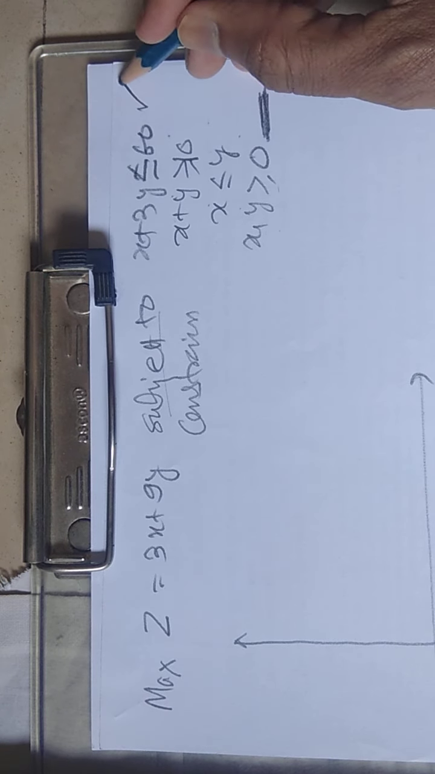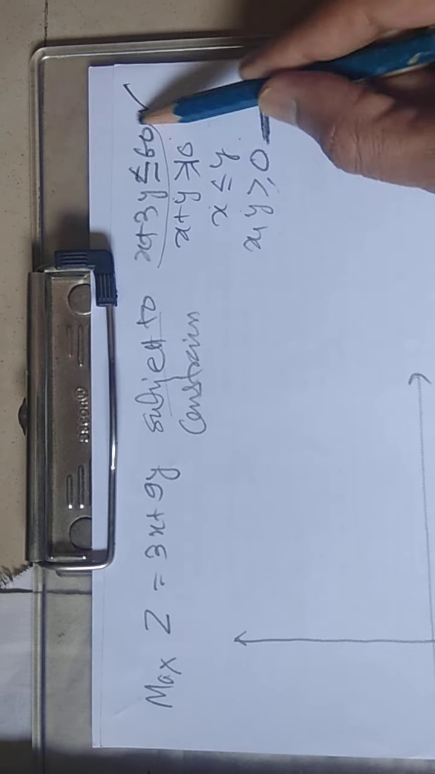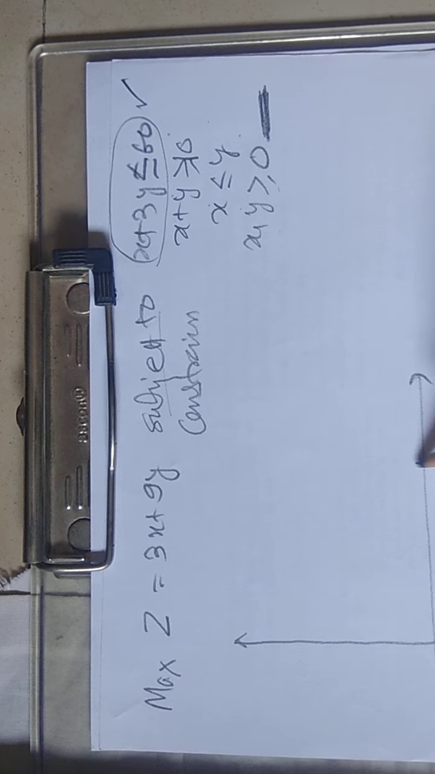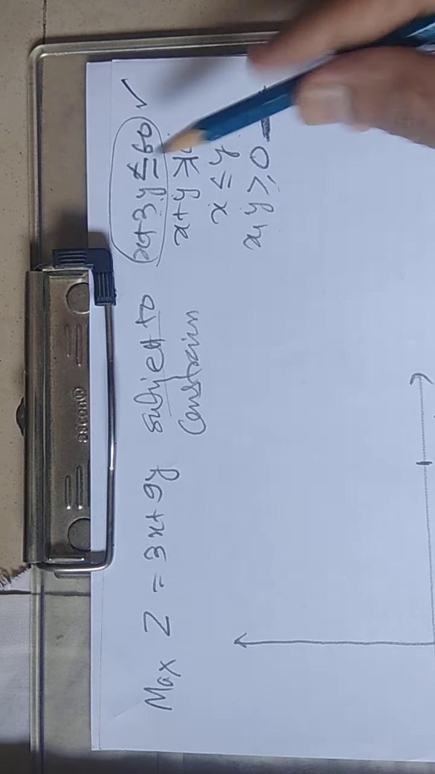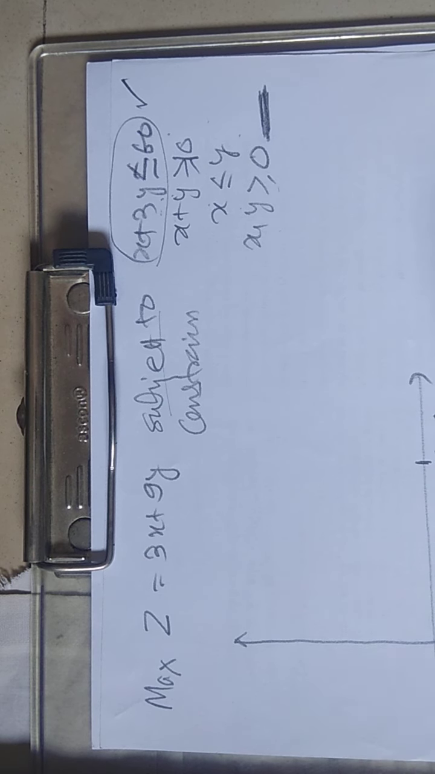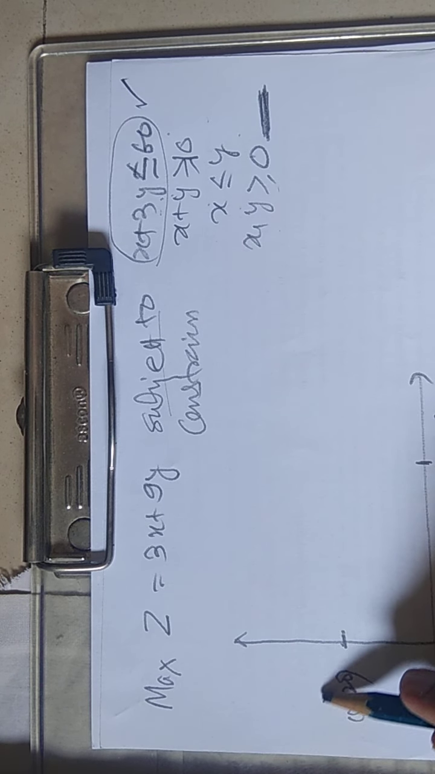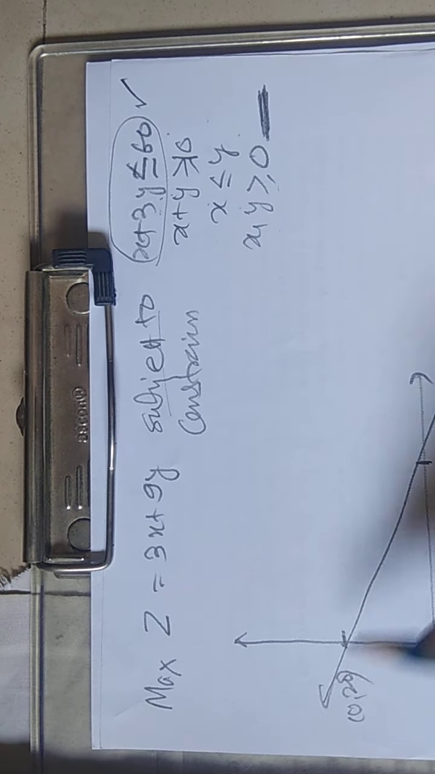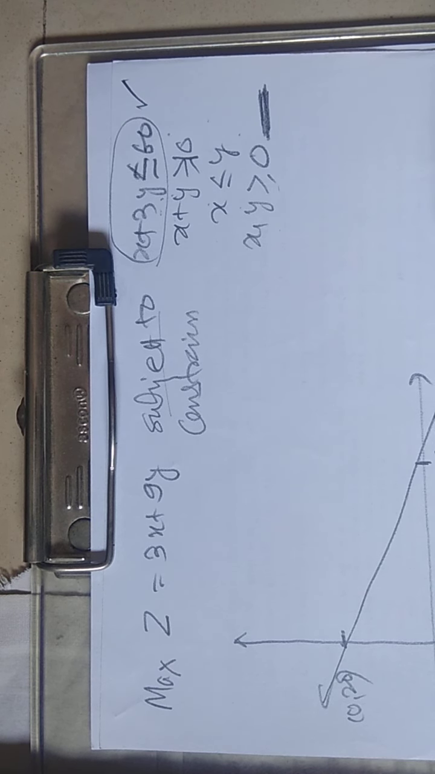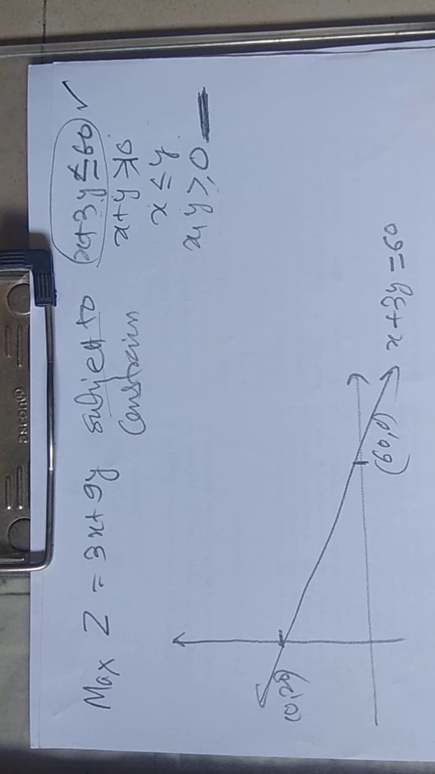Now I'm just plotting this one. What is the x-intercept of this one? The x-intercept will be 60. So I'm just marking it, (60, 0). What will be the y-intercept? The y-intercept will be nothing but 20. So I just mark somewhere over here (0, 20) and draw this line. What is the equation of this line? x plus 3y will be equal to 60.